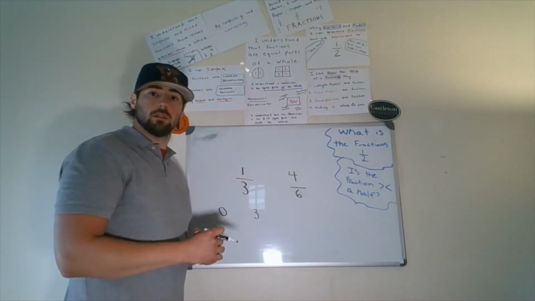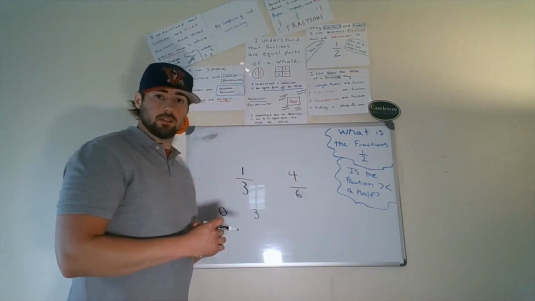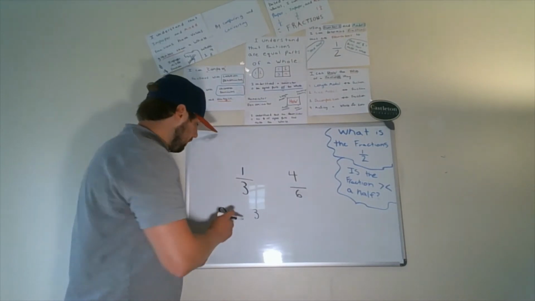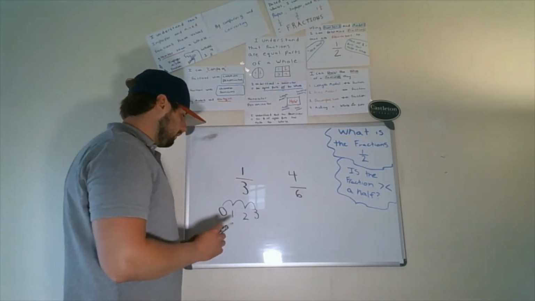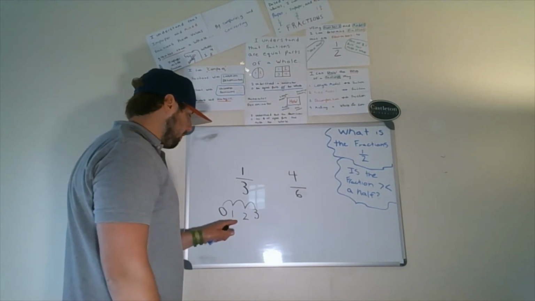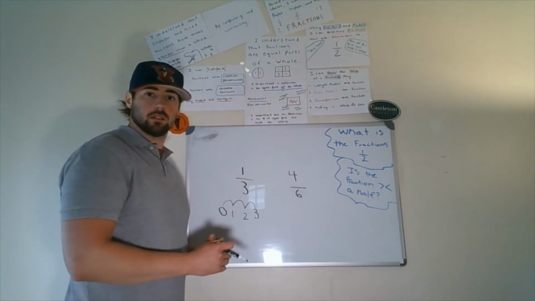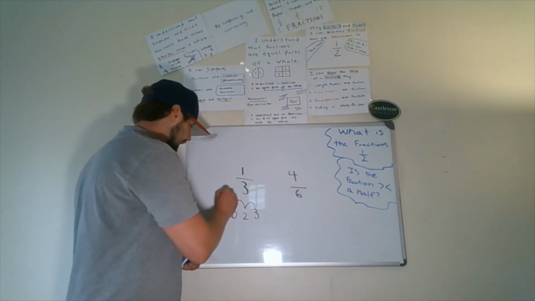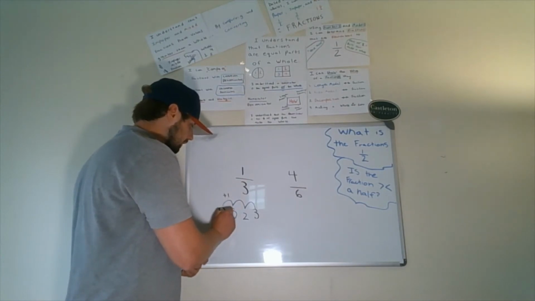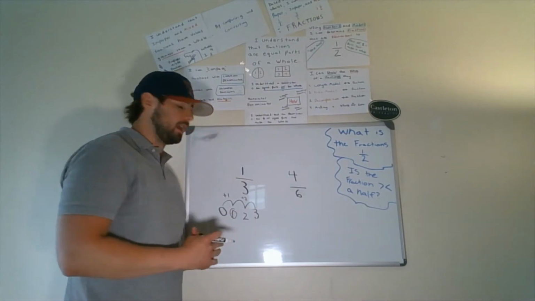Wait a sec. I don't think there is a middle between 0 and 3. I know between 0 and 3 is 1 and 2. There's no equal distance. 1 is right here. That has 1 part between 0 and 1 and 2 parts between 1 and 3.